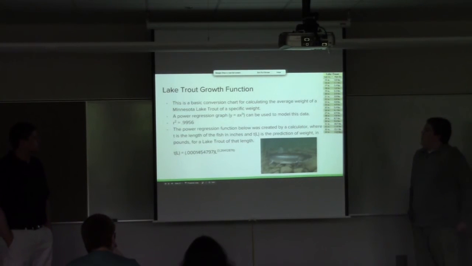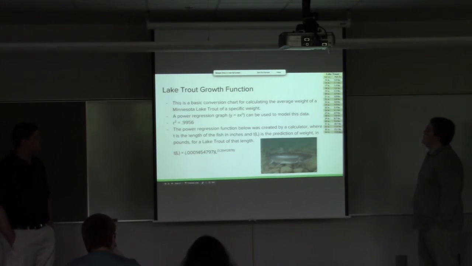And so we created a power function once again. The power regression graph, y equals a x raised to the b power, can be used to model this data. The r squared value is 0.9956. The power regression function below is created by a calculator where T is the length of the fish in inches, and TL is the prediction of weight in pounds for a lake trout at that length. So there was our function.